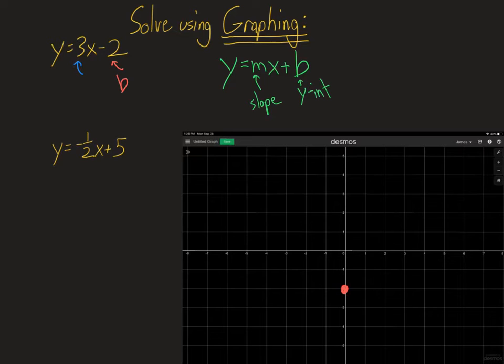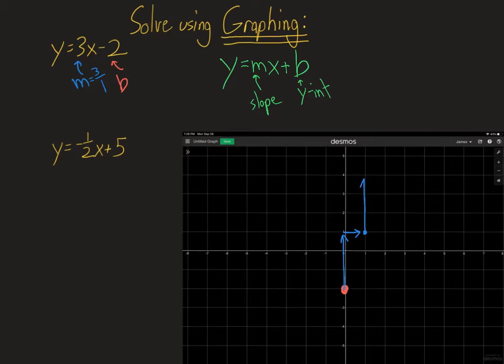Then I take my slope, M, and if it's a 3, remember you can rewrite it as a fraction. Any whole number over 1 is the same value, so now it's a fraction. Now I can use it as a slope. 3 over 1 means up 3, it's a positive number, and you always go right. So up 3 over 1.